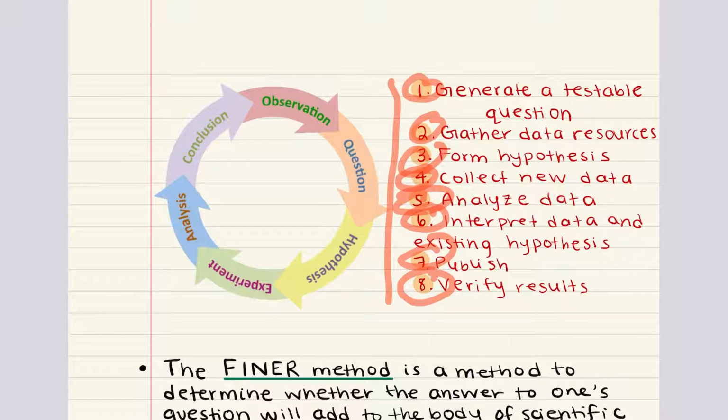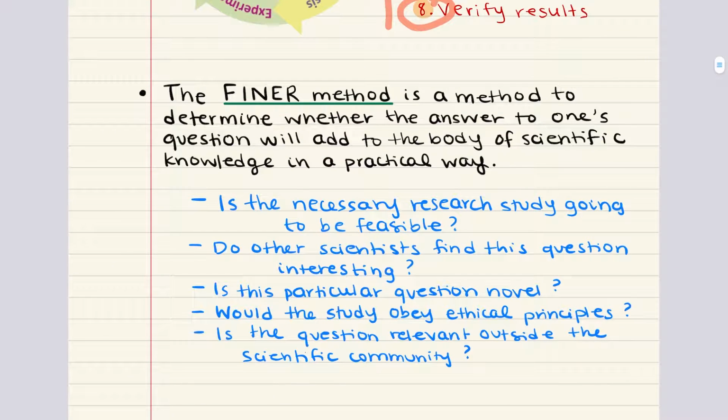So if other scientists can repeat the experiment and achieve similar results, then that strengthens the confidence in that study's conclusion. Now, alongside the scientific method, researchers often use the FINER method to evaluate the quality of their research question. The FINER method makes certain that the question being asked is meaningful and practical to investigate. Let's break down the criteria.